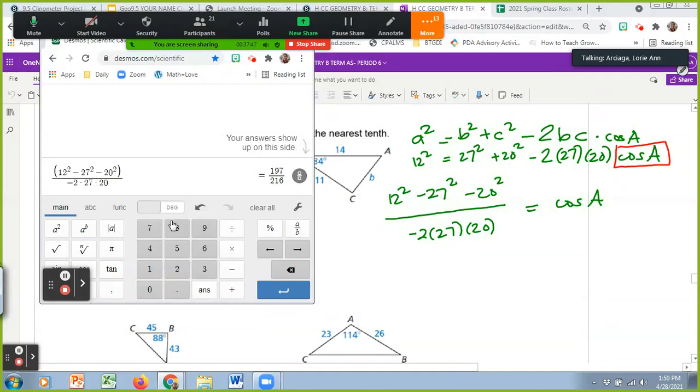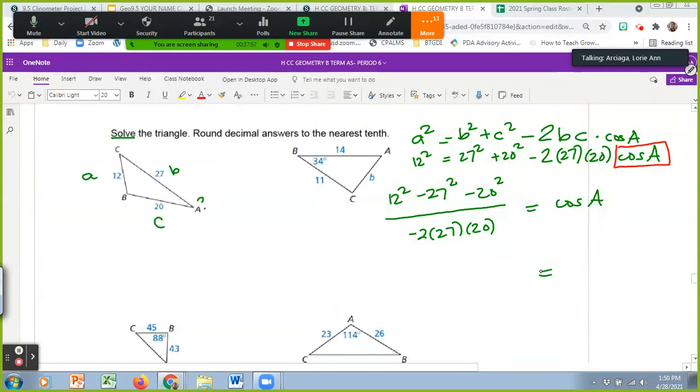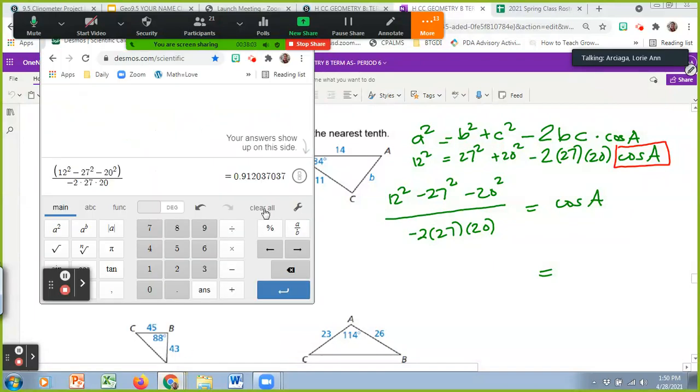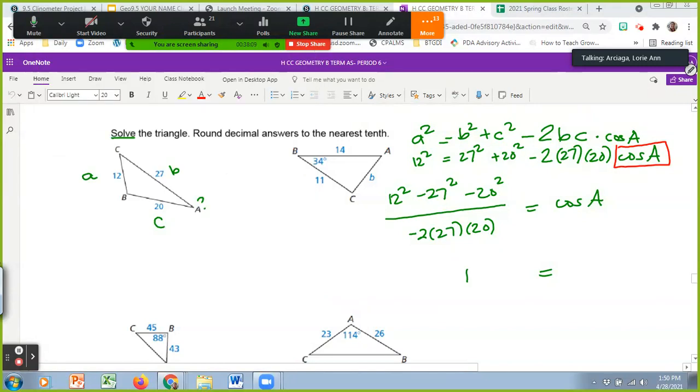Is it in degree mode? It should be. All the time in geometry, we never leave the degree mode. Okay. So you can write that. I don't want to write the whole decimal, so I'm going to write the fraction 197 over 216. So 197 over 216, that's our cosine A.